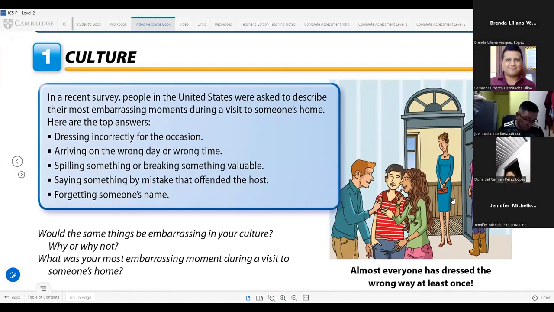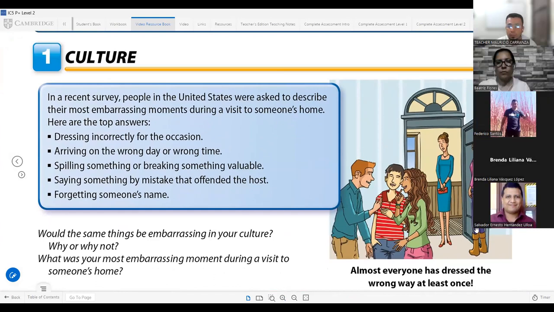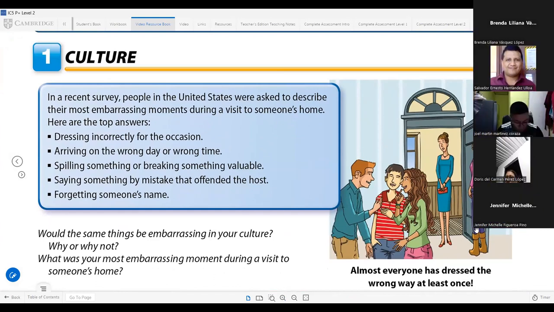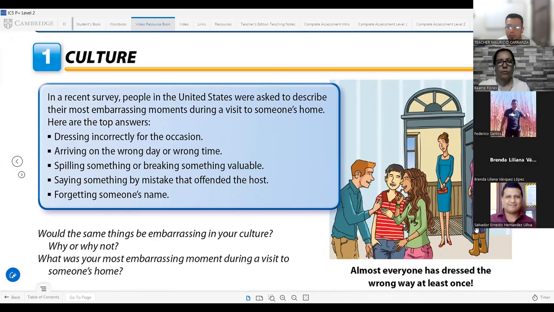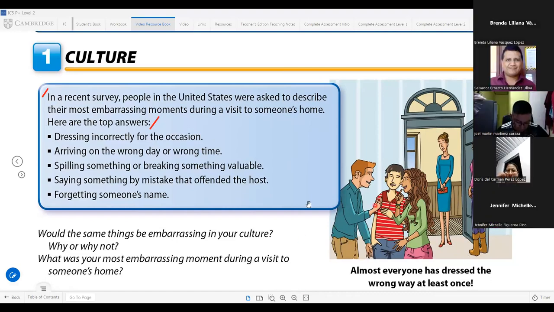Okay, let me ask. I think everybody participated besides... I think I will ask Beatrice. Can you start reading what it says in the recent and finish here, please? Okay. In a recent survey, people in the United States were asked to describe their most embarrassing moment during a visit to someone's home. Here are the top answers. Thank you very much.